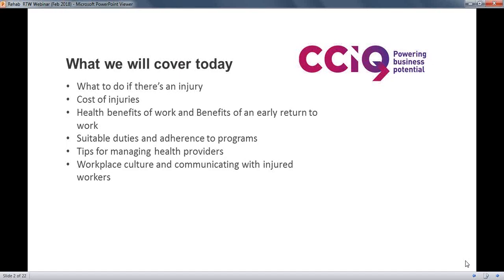When I say health providers, I'm talking about general practitioners, doctors. I've also included some slides on the bigger picture, workplace culture and communicating with injured workers in general. And after this presentation, I just want to briefly speak about the small business program that CCIQ are running in conjunction with the Office of Industrial Relations. There's definitely some benefits and things worthy of speaking about today.